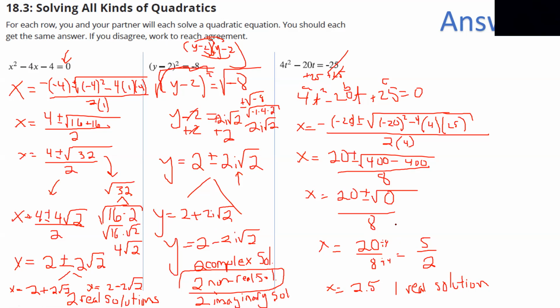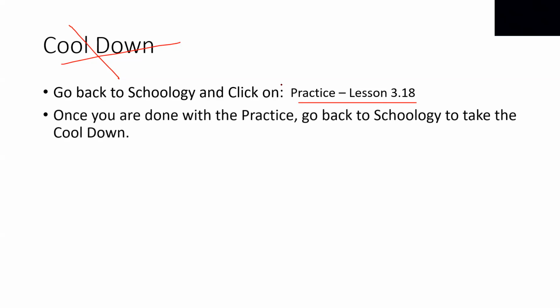Okay, so I hope you guys understood what we did here in these examples. The next thing you have to do is not go do your code down. Now go back to Schoology and look for the assignment called Practice Lesson 3.18. These are just more practice problems of quadratic formulas. You have to do this before you do the code down. Once you finish this practice, go back to Schoology and work on the code down.